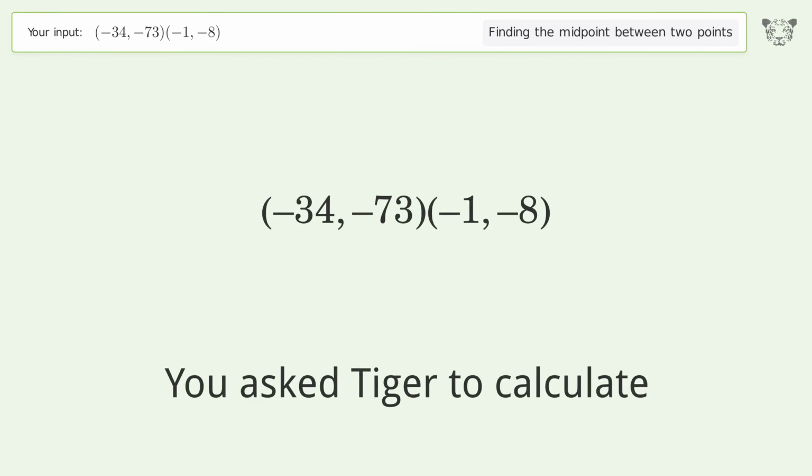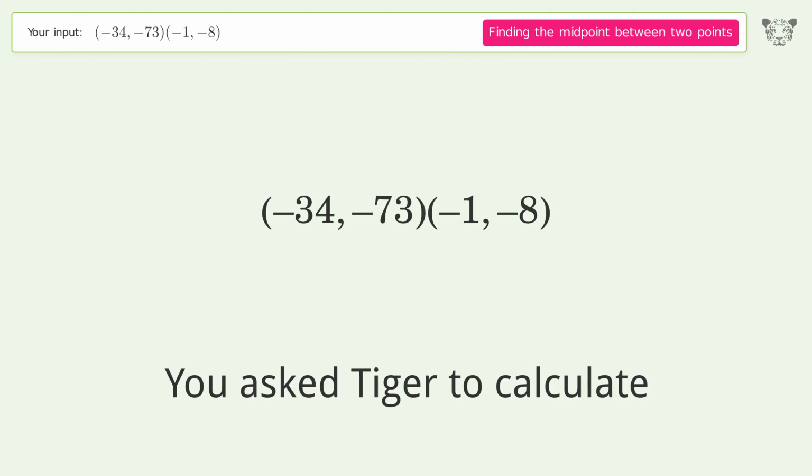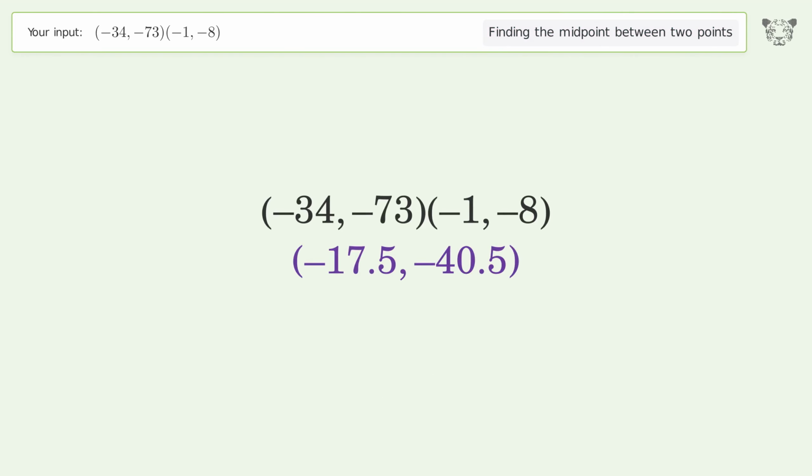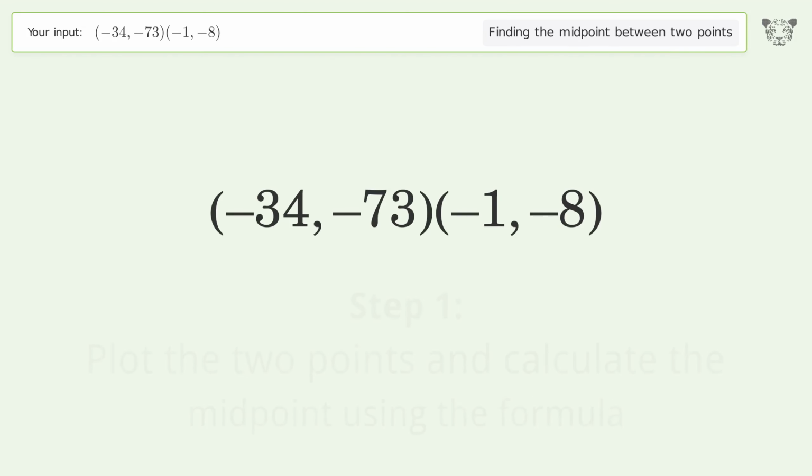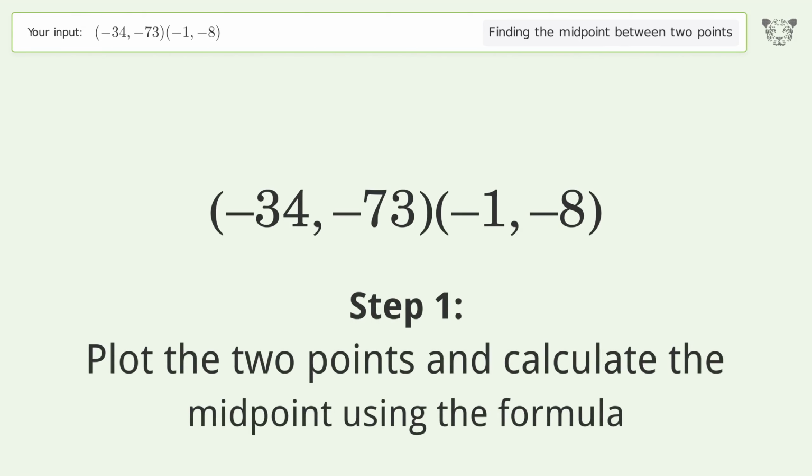You ask Tiger to calculate. This deals with finding the midpoint between 2 points. The midpoint between the 2 points is negative 17.5, negative 40.5. Let's solve it step by step. Plot the 2 points and calculate the midpoint using the formula.